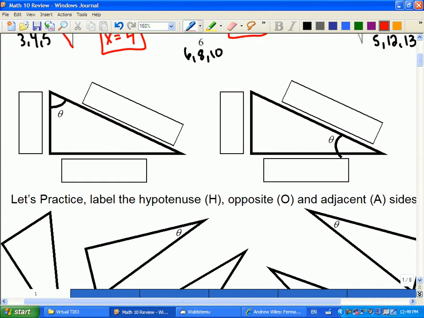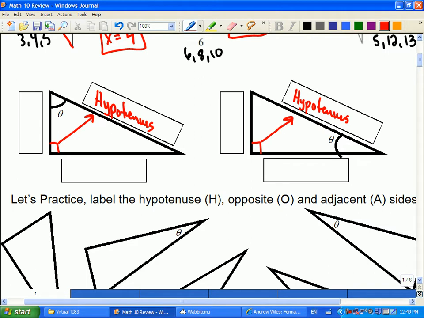Okay, the other thing that we needed to talk about in trig was naming sides of a triangle. And we just talked about how across from the 90 degrees, you get a hypotenuse. The one closest to the angle, the one that's touching the angle, has to touch to be adjacent. So that one we call the adjacent side.